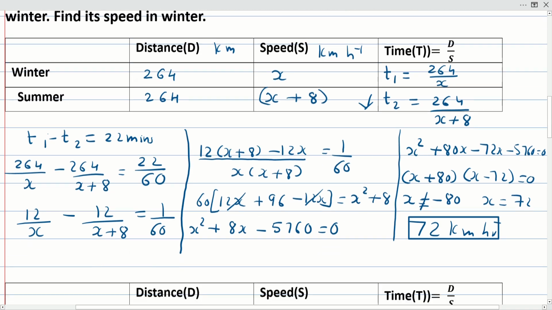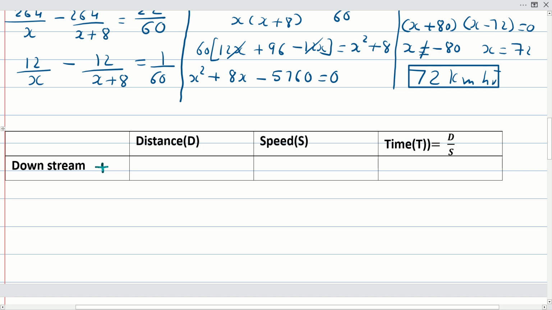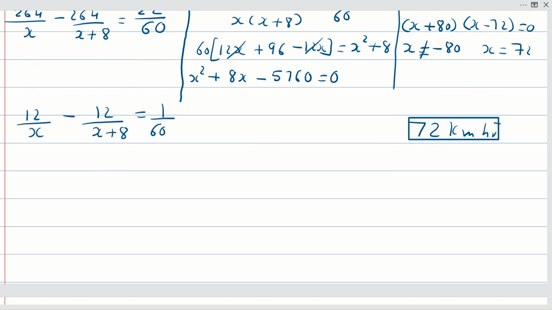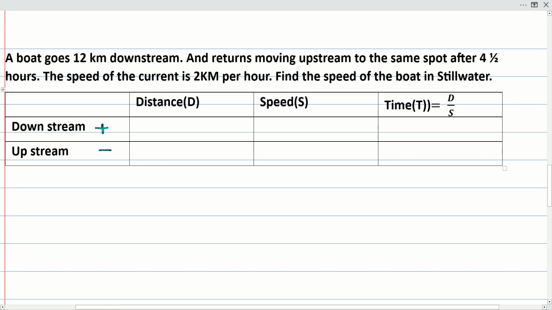Now let us tackle one different type of sum. Let us see the sum. A boat goes 12 kilometers downstream and returns moving upstream to the same spot after 4.5 hours. The speed of the current is 2 kilometer per hour. Find the speed of the boat in still water.